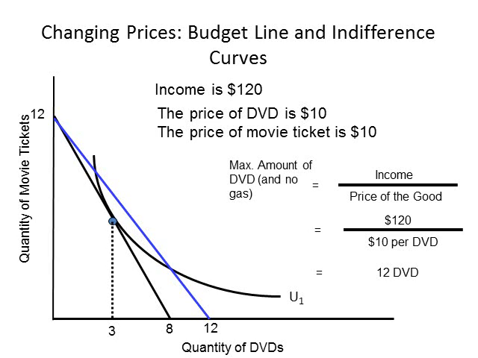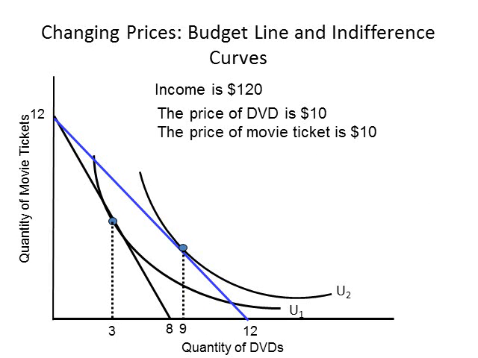If the price of DVDs increases to $10, the maximum amount of DVDs Joe can purchase is 12. Notice the new budget constraint does not touch the indifference curve U1 but crosses it. This means that Joe has moved on to a new indifference curve, U2. The new budget constraint touches the indifference curve U2 at 9 DVDs. Let's see what happens when the price of DVDs decreases to $8.